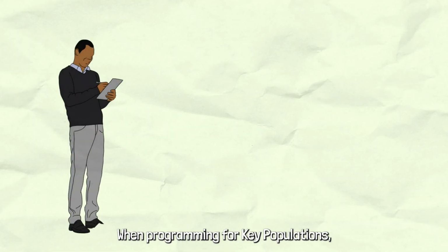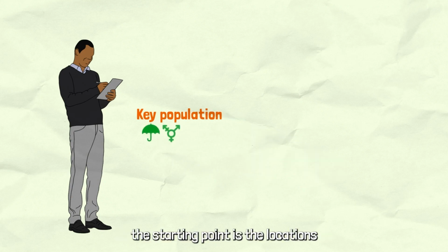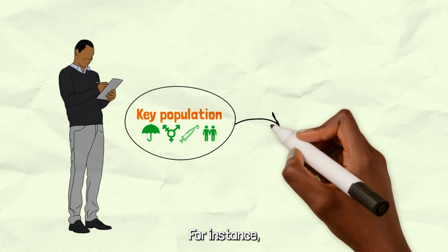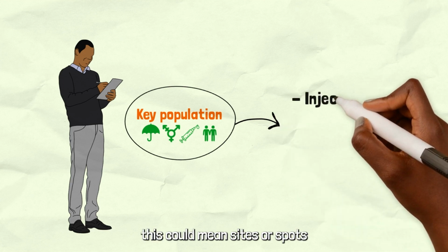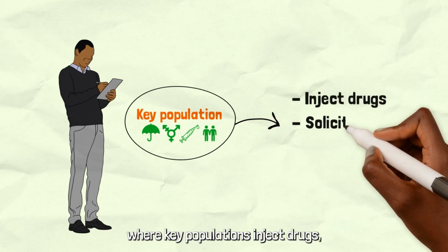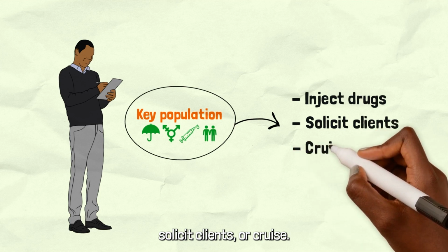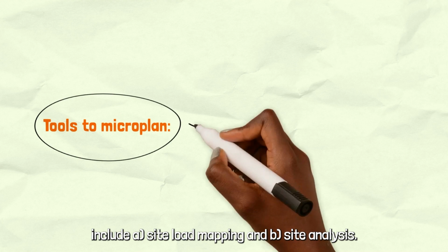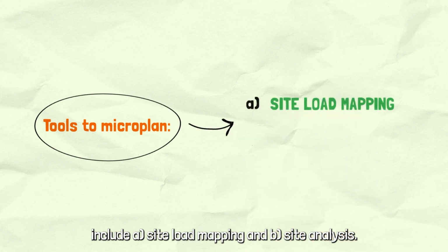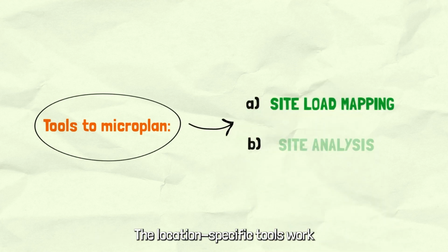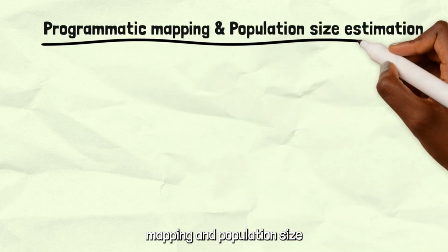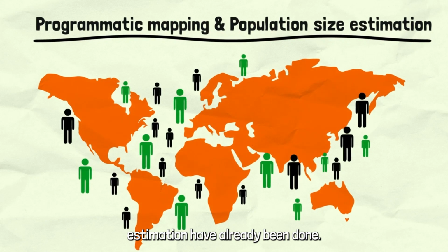When programming for key populations, the starting point is the locations where specific communities come together. For instance, this could mean sites or spots where key populations inject drugs, solicit clients, or cruise. The specific tools to microplan at these locations include A. Site load mapping, and B. Site analysis.